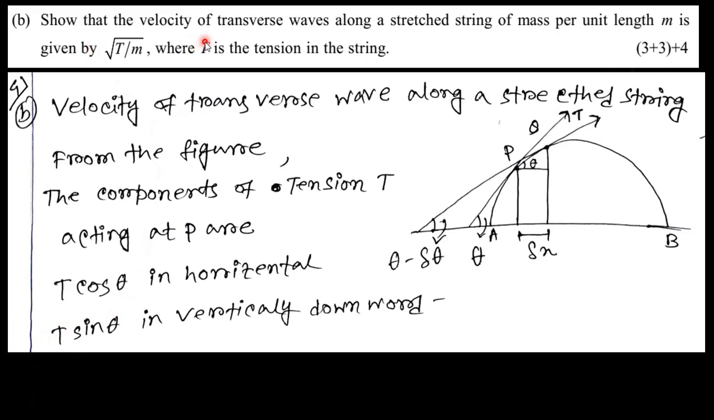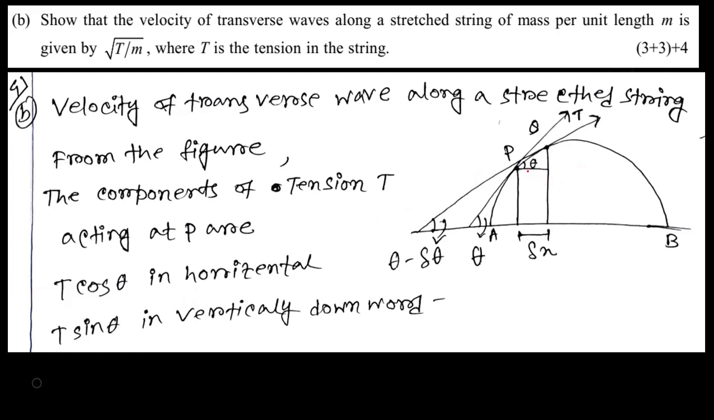So the velocity of a transverse wave along a straight string of mass per unit length m is given by this. From this figure you can see the straight string, and we take the tangent at point P and point Q. At that point the angle is theta, and at the other it is reduced to theta minus delta theta. So the tension T has a horizontal component T cos theta.